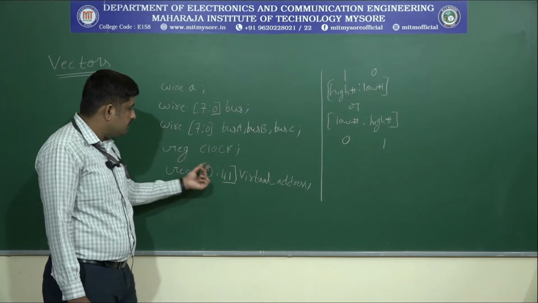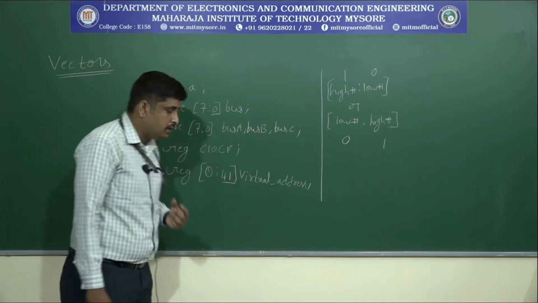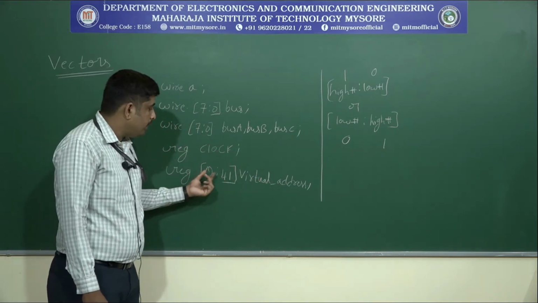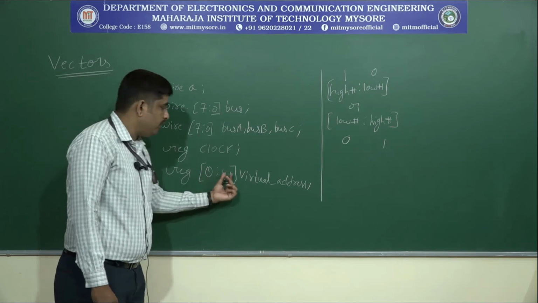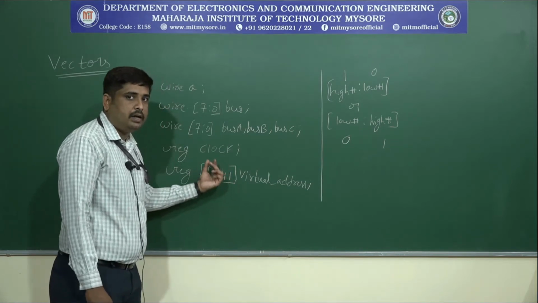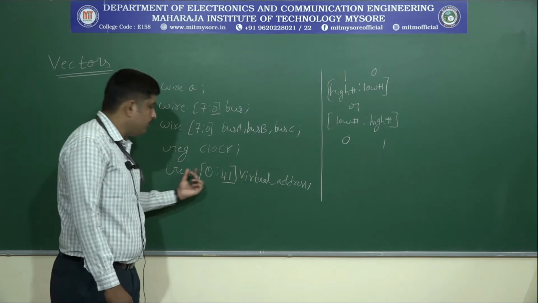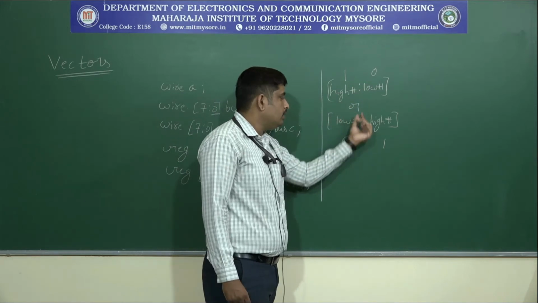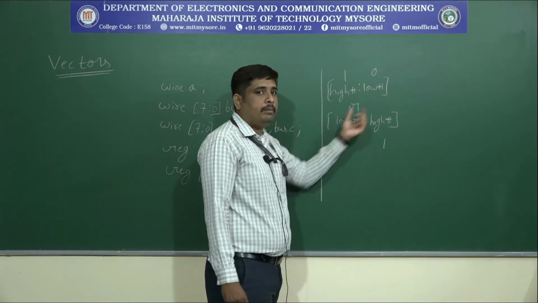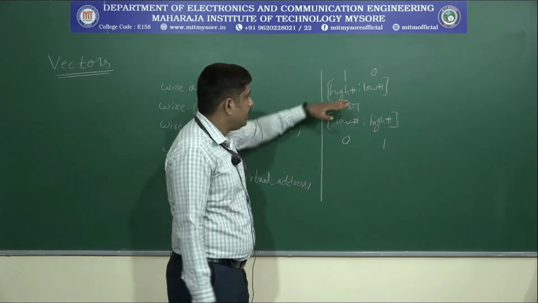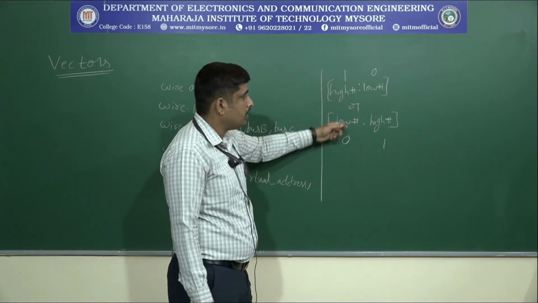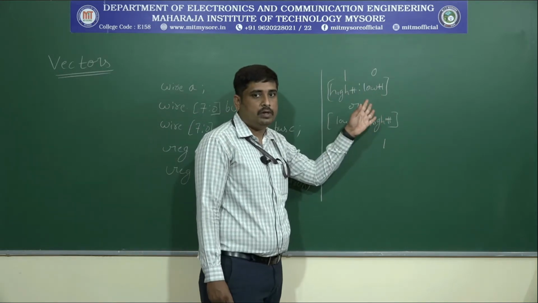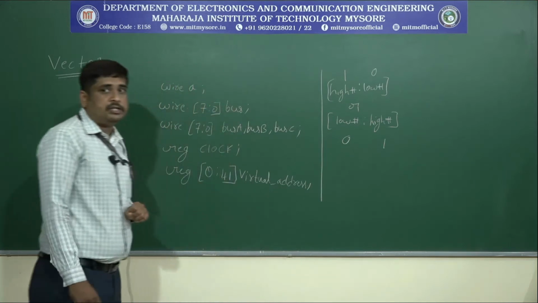Here clock is a single bit. Then reg [0:41] virtual address. Here the virtual address is 42 bits in nature, where 0 is the MSB and 41 is the LSB. That is the representation of virtual address with respect to register. So this is the syntax, [msb:lsb] and [lsb:msb]. Both are the same, but whatever is on the left-hand side, either this one or this one, it should be the MSB only. The right-hand side should be the LSB only. This is the vector representation in Verilog.